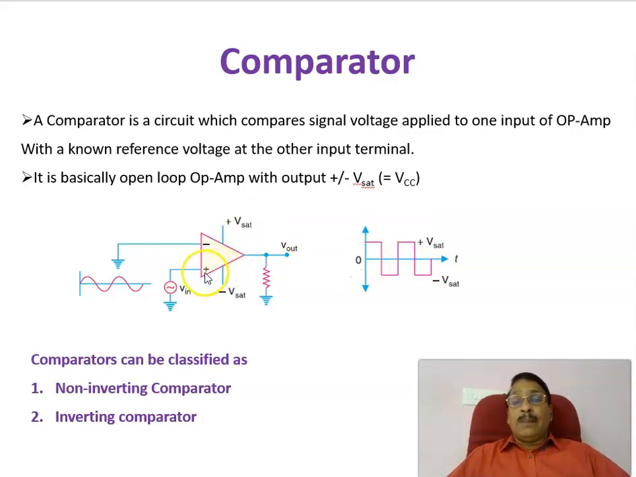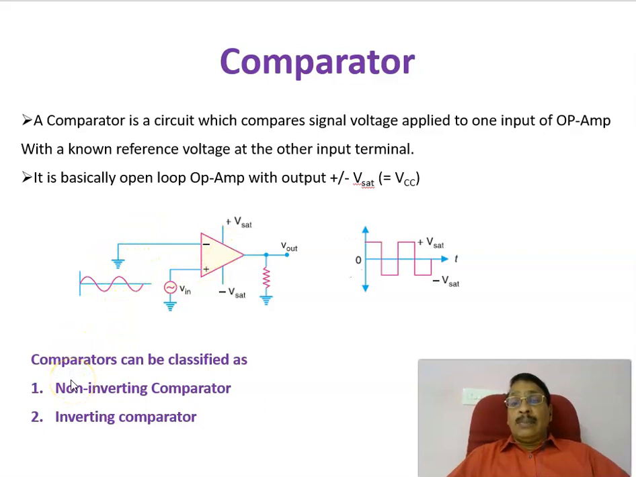Anyway, a comparator compares the voltage at a particular input, either inverting or non-inverting, with the voltage at the other terminal. Based on the magnitude, you will get either plus Vsat or minus Vsat. Therefore, it is basically an open loop op-amp. There is no feedback as such, and the output voltage can be either plus Vsat or minus Vsat. This is actually a zero crossing detector, in which the comparator is used as a zero crossing detector, with one input being the ground voltage.